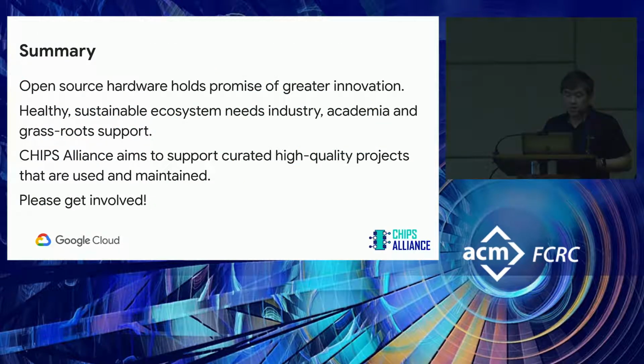So in summary, we think open source hardware holds lots of promise for greater innovation, and that's really where we want to focus on the innovation. But we think that a healthy, sustainable ecosystem needs collaboration between industry, academia, as well as grassroots. And that's the key difference between where open source hardware has been and where we see open source software succeeding. So CHIPS Alliance aims to support this through curated high-quality projects that are used and maintained. I think that's the key thing. It has to be used, has to be maintained.